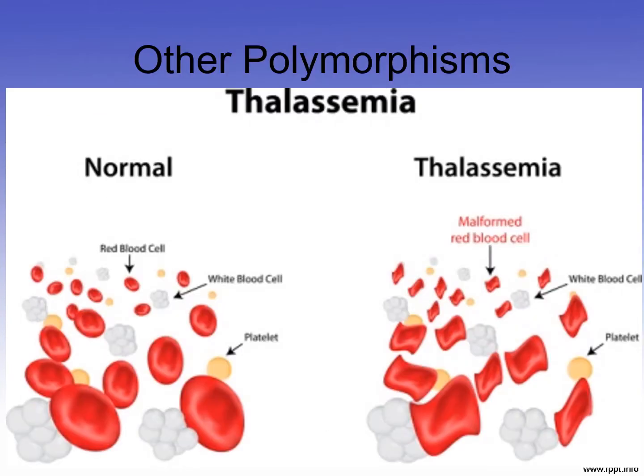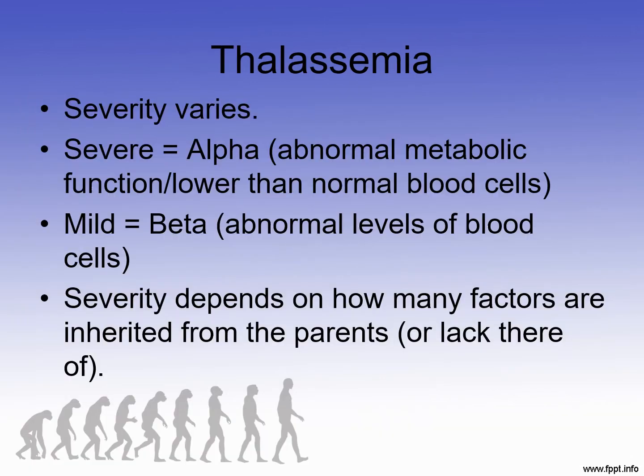There are other polymorphisms. We're not going to get into much detail about thalassemia, but it's just another polymorphism on chromosome 11 that slightly misshapens the red blood cell and makes those individuals resistant to blood-borne parasites like malaria. The severity of thalassemia varies. You have severe thalassemia, also known as alpha thalassemia. It's an abnormal metabolic function, which essentially results in lower than normal blood cells. Or you can have mild, or what they call beta thalassemia, which are just abnormal levels of blood cells, only slightly abnormal. And the severity really depends on how many factors are inherited from the parents or lack thereof.